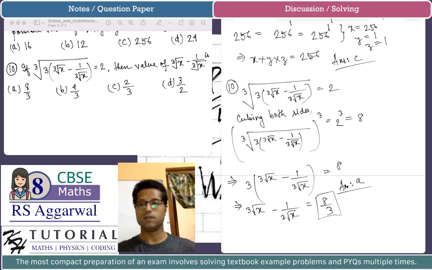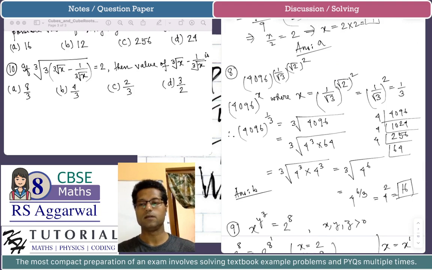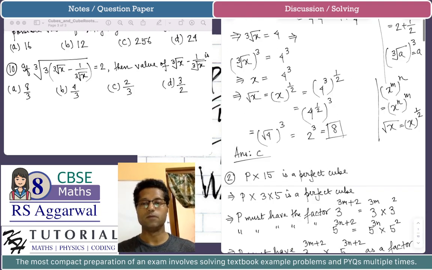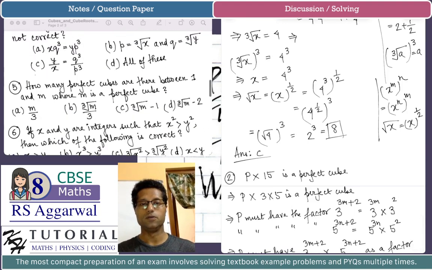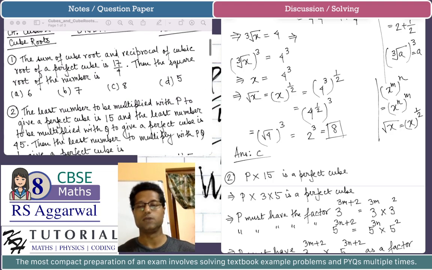So this brings to an end of solving the 10 good problems of set 1 on the chapter of cubes and cube roots. This set of problems I hope will be beneficial for you to evaluate your understanding on the concepts of cubes and cube roots.